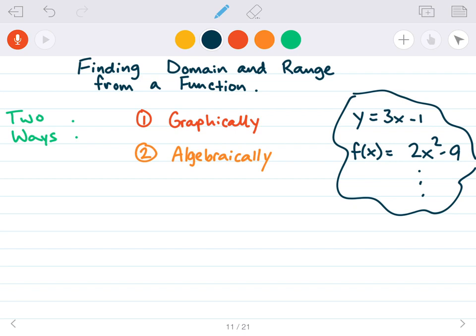And so there's two ways to look at these. The first one is graphically. I think this is the easiest way. And the second way is algebraically. So let's do some examples where we find the domain and range of a function graphically.